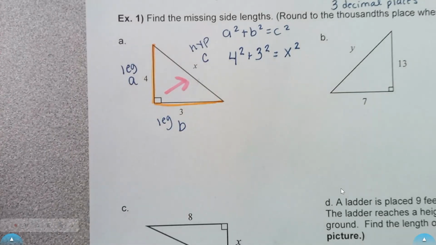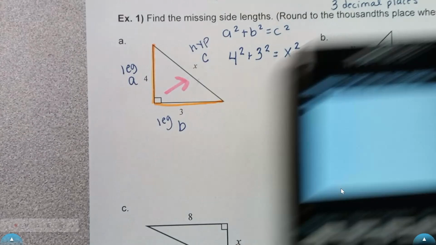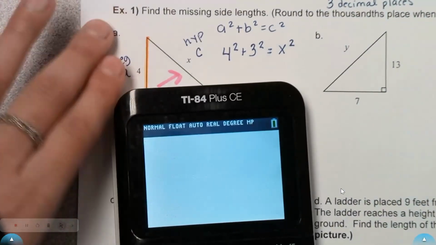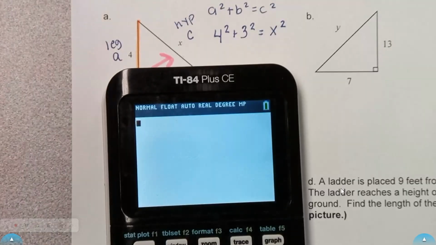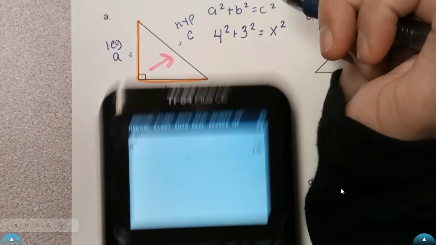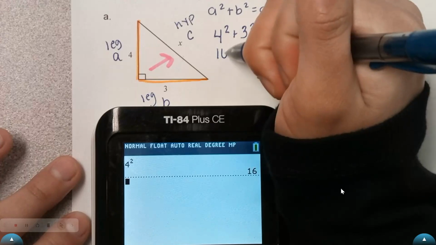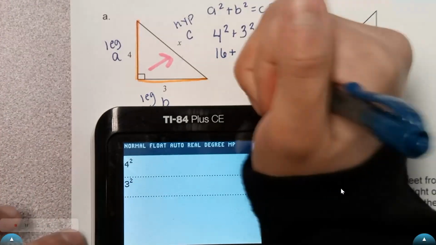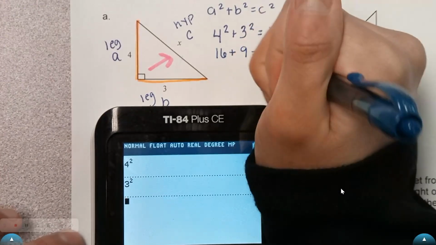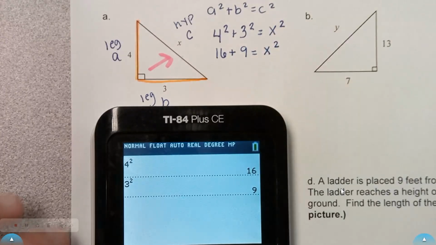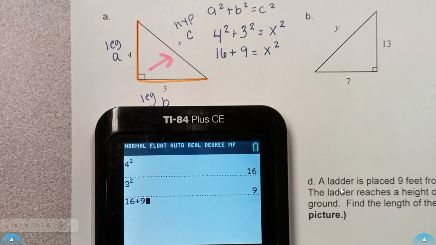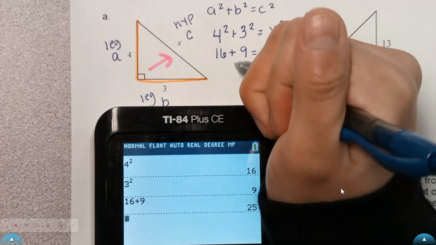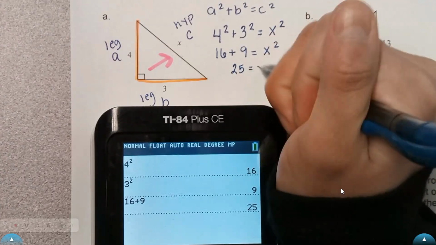At this point, I have to square each of my numbers. Okay, so I'll square each one. So I have 4 squared. Okay, that gives me 16. So here, I'll lower this so I can write it. I have 3 squared. Okay, that's 9. And I still have the x squared. Okay, I'm going to combine the numbers that I have on the left side. So 16 plus 9. Okay, that gives me 25. 25 is equal to x squared.